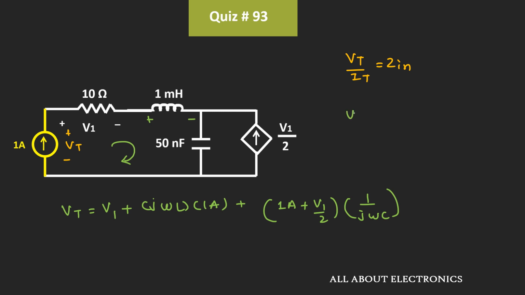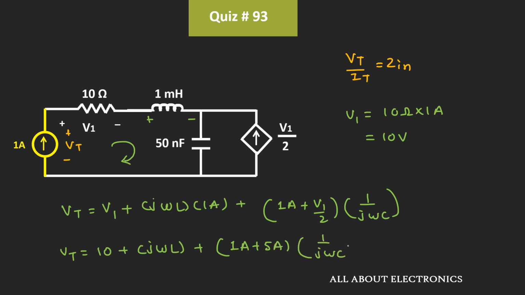Now here this V1 is equal to 10 ohm times 1 ampere, that is equal to 10 volt. That means Vt is equal to 10 volt plus j omega L plus 1 ampere plus 5 ampere times 1 divided by j omega C, that is equal to 10 plus j omega L minus j times 6 divided by omega C. And here this equivalent impedance is the ratio of the test voltage to the test current. And here this test current is equal to 1 ampere.